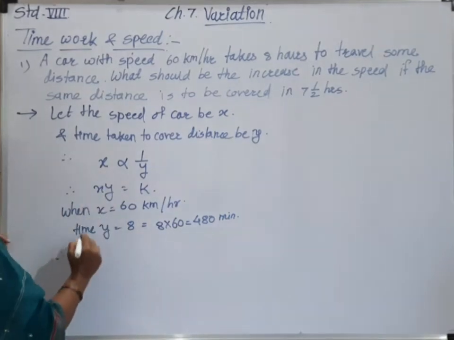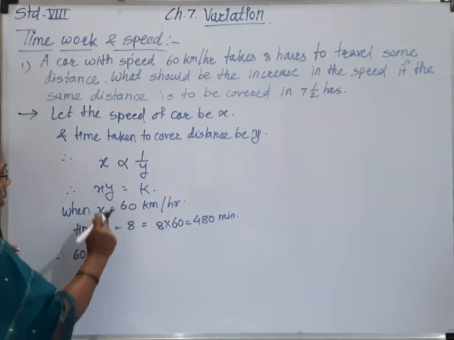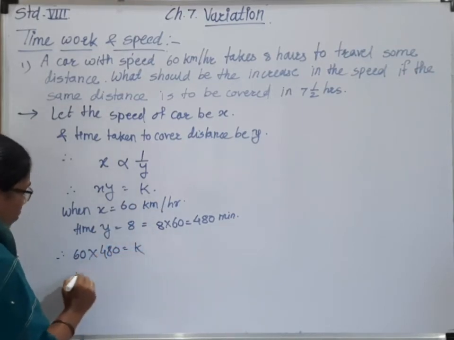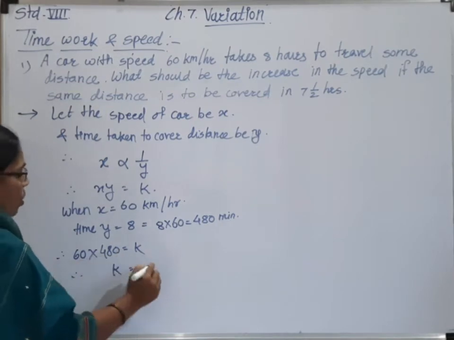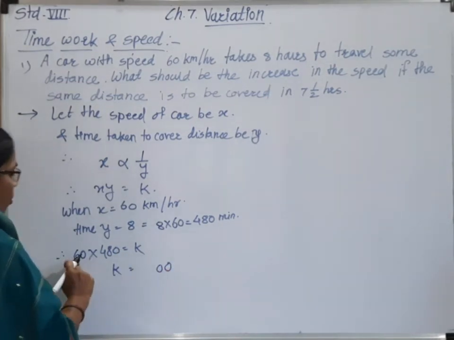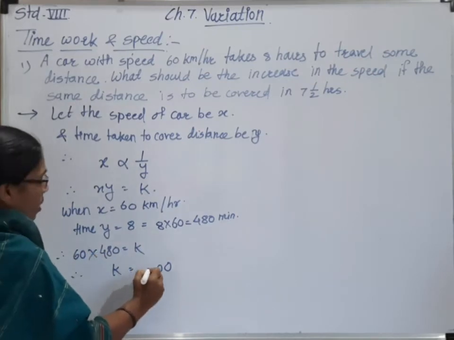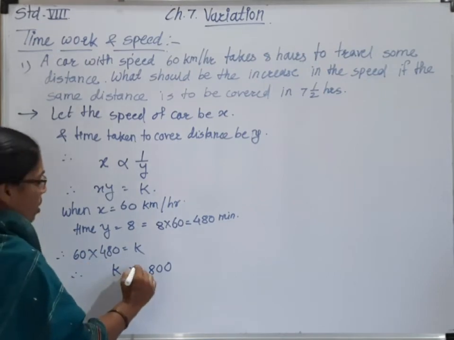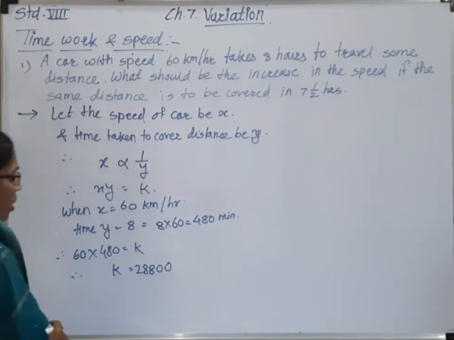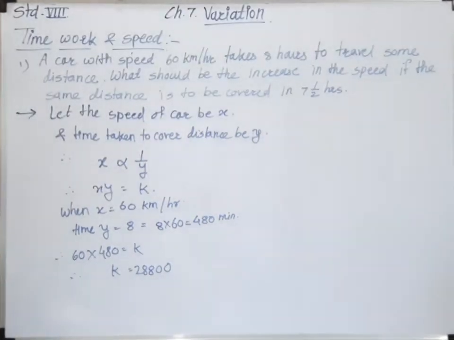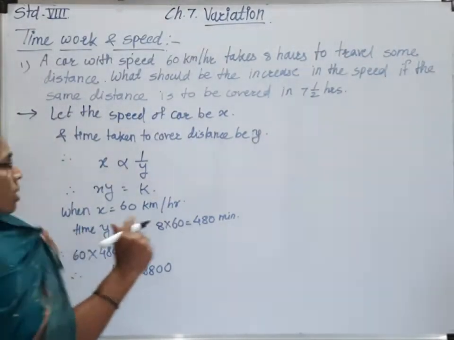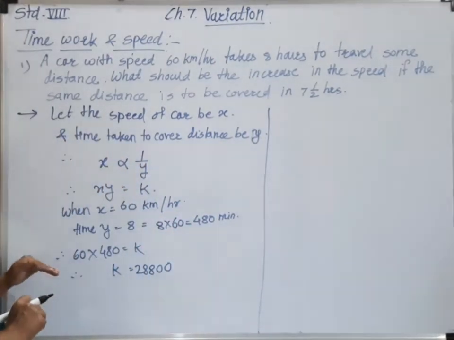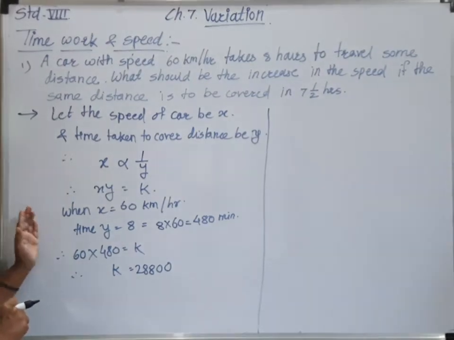Therefore xy, where x is equal to 60 and y is equal to 480, is equal to k. Therefore k is equal to 60 times 480, which is 28,800. That is the constant of variation. Now we have to find how much the speed should increase when the car covers the same distance in 7.5 hours.